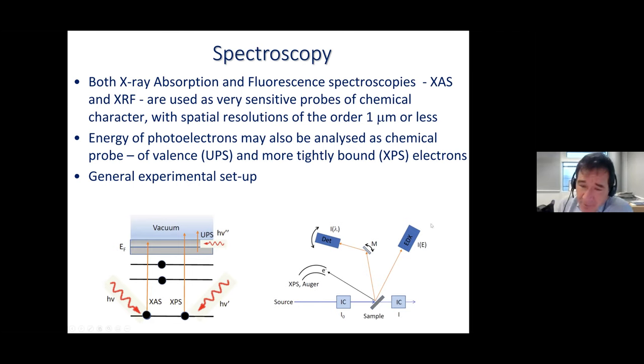Or alternatively, we can put a discriminator in front of a detector, and the discriminator will probably be just a simple monochromator, a crystal that we can rotate. And by rotating that crystal, we can select photons with a spectrum of energy that are contained in the incident beam. And then the detector doesn't have to have any particular energy discrimination. It simply has to be able to detect photons. So either way, we can measure the intensity of the fluorescence as a function of the energy.